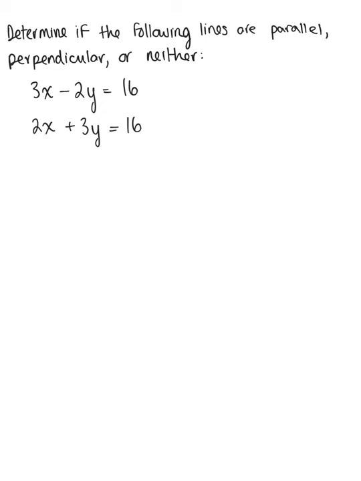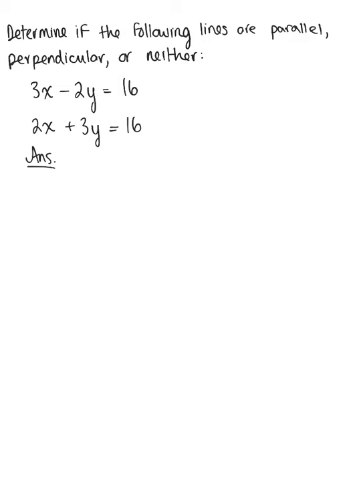Determine if the following lines are parallel, perpendicular, or neither. And we're given two equations of the line. We have 3x minus 2y equals 16, and 2x plus 3y equals 16.